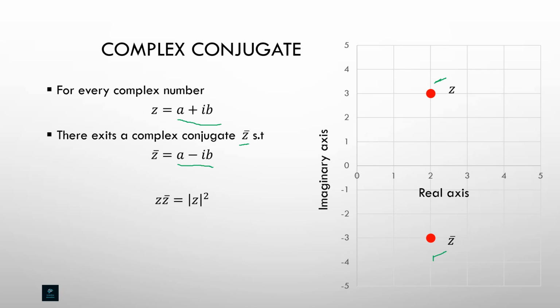It is interesting to note that the product of a complex number and its complex conjugate is the square of the modulus of the complex number. The proof of this equation we will see in a later video.